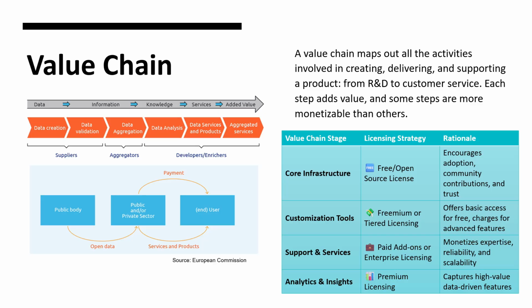Support and services, like training, hosting, and service level agreements, are ideal for paid add-ons or enterprise licensing. Here, organizations pay for reliability, expertise, and peace of mind. And at the top of the chain, analytics and insights can be offered under premium licensing. These are high-value features that deliver strategic advantage, making them ideal for monetization.